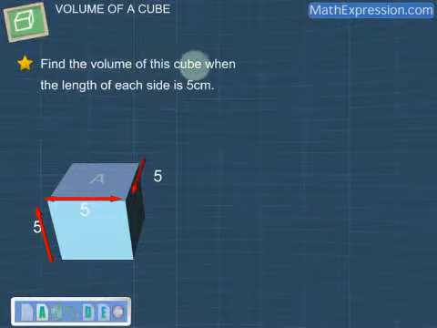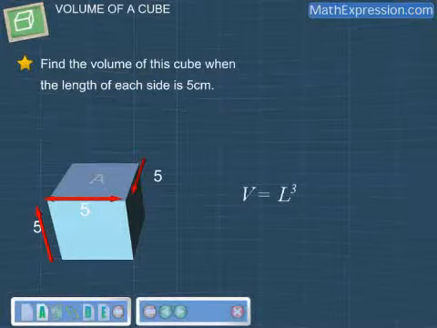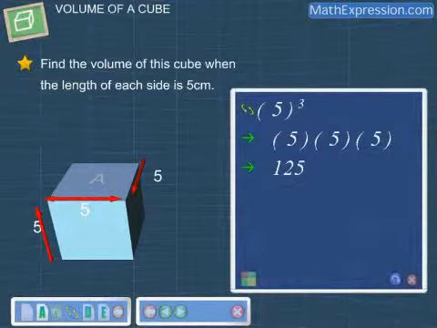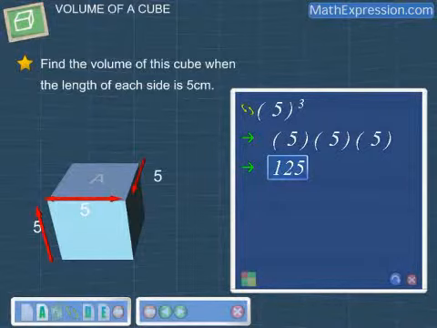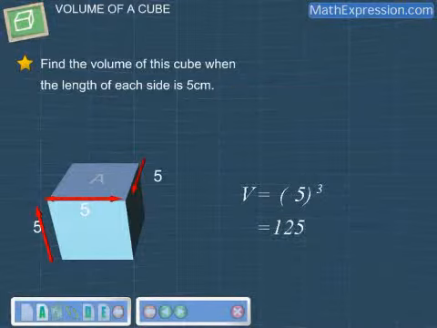Find the volume of this cube when the length of each side is 5 centimeters. To solve this, we need to use the formula, V equals L cubed. Now, since we know the length of each side of this cube is 5 centimeters, we can substitute L with 5. Next, 5 to the power of 3 is equal to 5 multiplied by 5 multiplied by 5. This gives 125. Let's write it here.